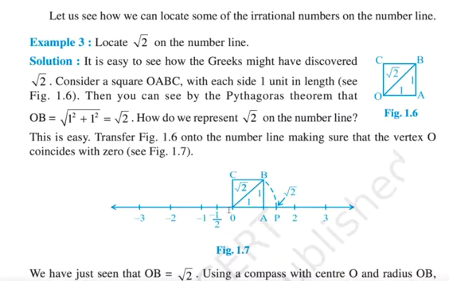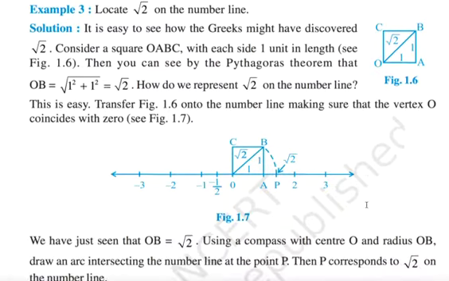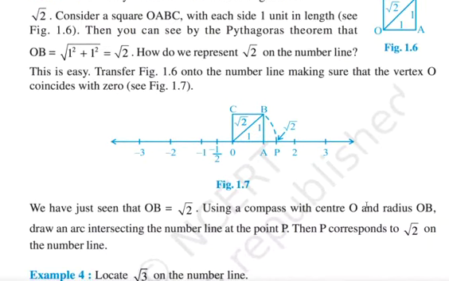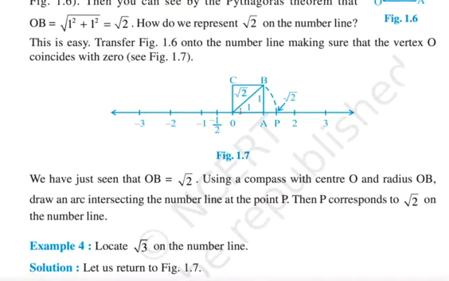So take a compass and measure this length OB and project this into P. Just draw a line segment extending from B to P. So this length OP is nothing but root 2, using a compass with center O and radius OB. We drew an arc on the number line.